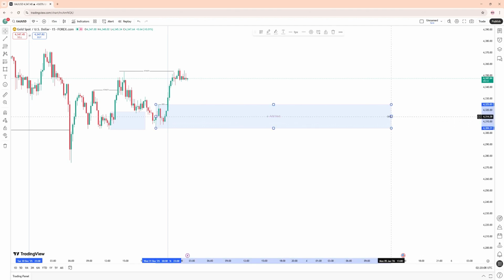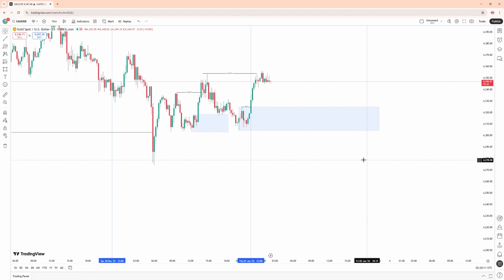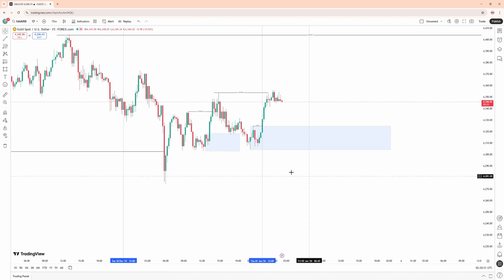So now this is going to be our point of interest. Our point of interest, this unmitigated order flow from our 15 minutes time frame. Can you see? It was responsible for this break of structure, which is an internal break of structure from our 15 minutes time frame.